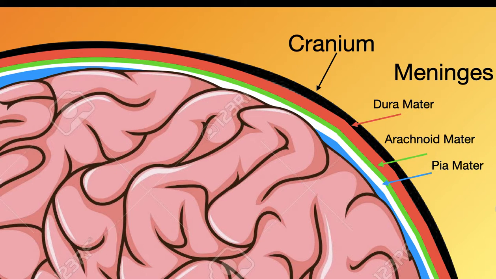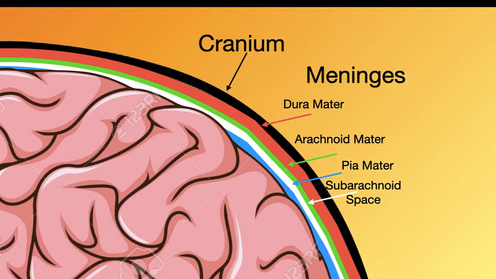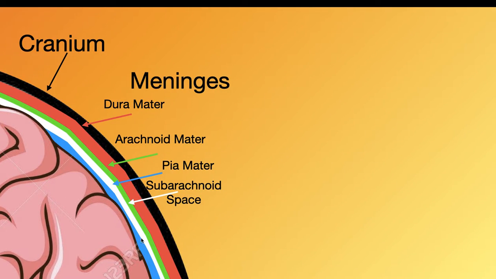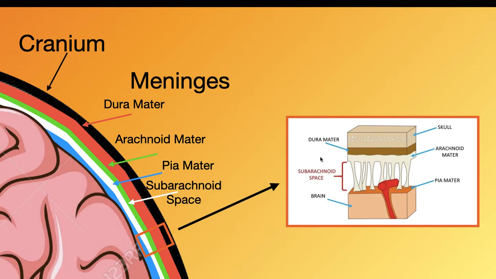Now, in between the arachnoid mater and the pia mater is what we call the subarachnoid space. And if I took a cross-section of this place over here, like my orange square says, it'll look like this. So we have the skull on the top, and the dura mater is the red part. Then we have the arachnoid mater, the subarachnoid space, and the pia mater.